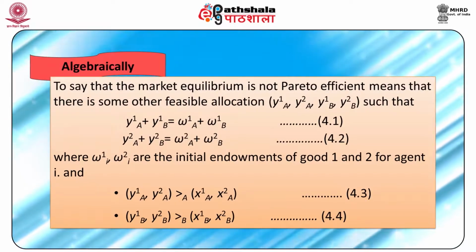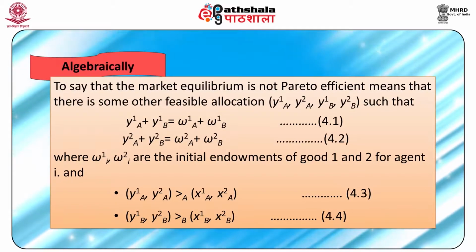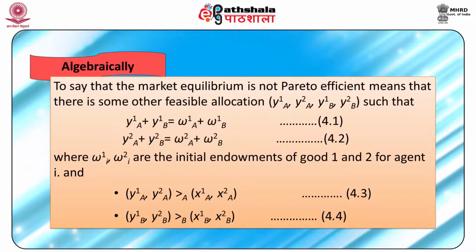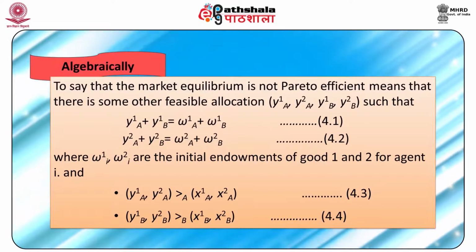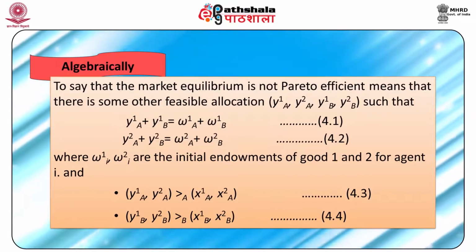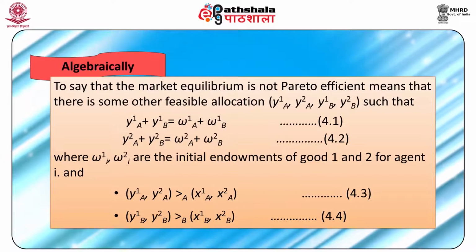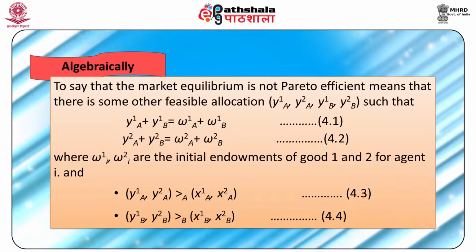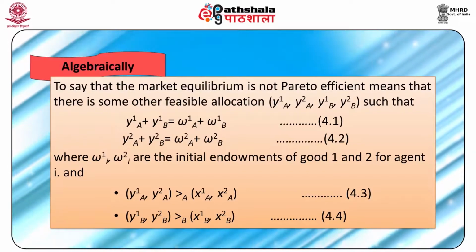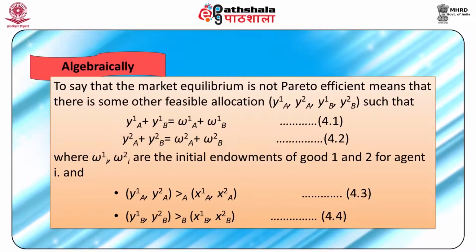To say that the market equilibrium is not Pareto efficient means that there is some feasible allocation y1a, y2a, y1b, y2b such that y1a plus y1b is equal to omega 1a plus omega 1b, and y2a plus y2b is equal to omega 2a plus omega 2b, where omega 1i, omega 2i are the initial endowments of good 1 and 2 for agent i, and y1a, y2a is preferred to x1a, x2a by individual A, and y1b, y2b is preferred to x1b, x2b by individual B.